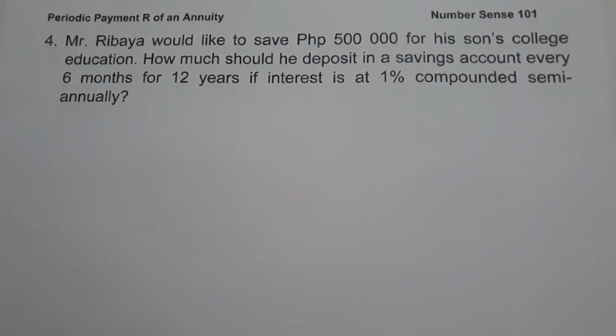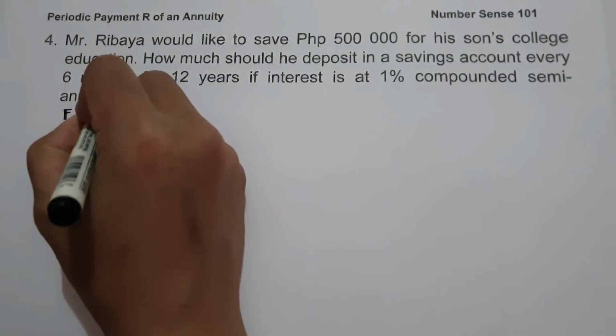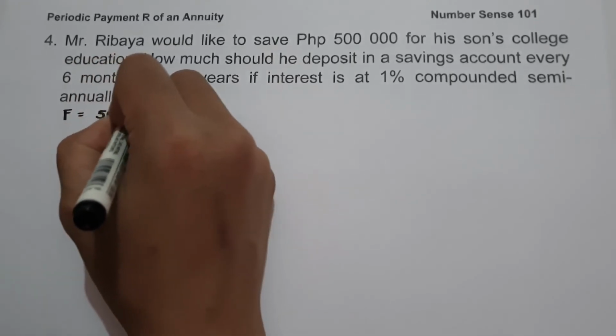On our last example, Mr. Ribaya would like to save 500,000 pesos for his son's college education. How much should he deposit in a savings account every 6 months for 12 years if interest is at 1% compounded semi-annually? To solve the given problem, let us identify first our given. Since Mr. Ribaya would like to save 500,000 pesos for 12 years, that is our future value. So F equals 500,000 pesos.